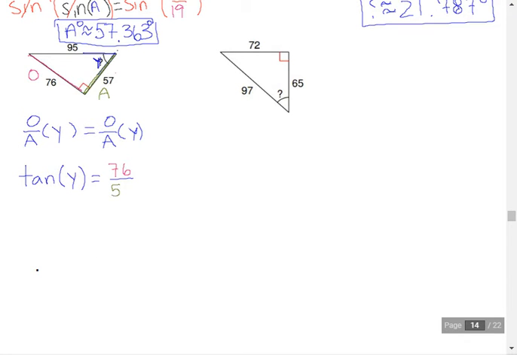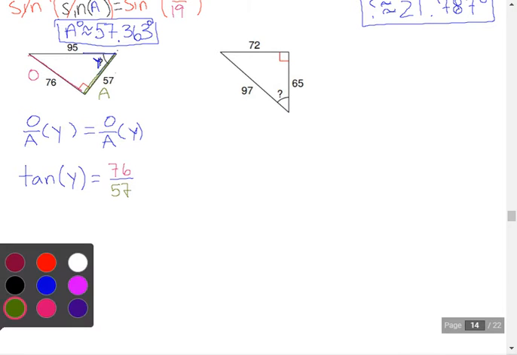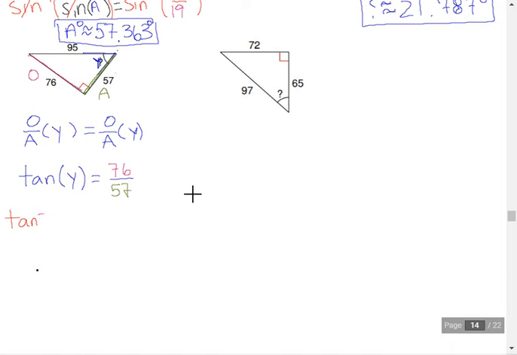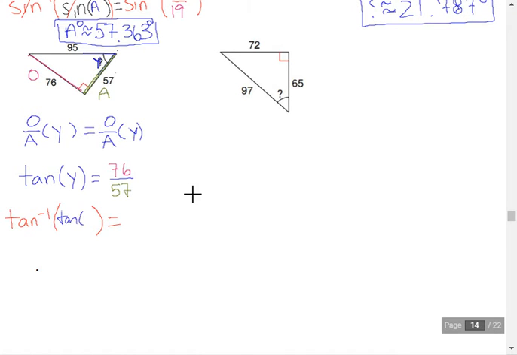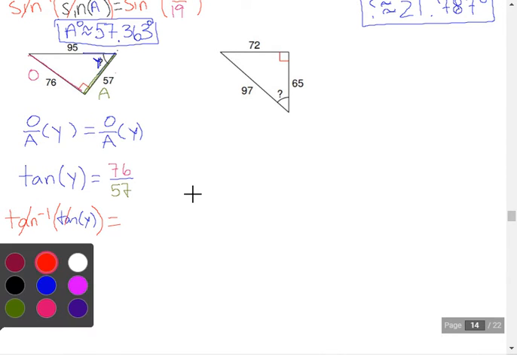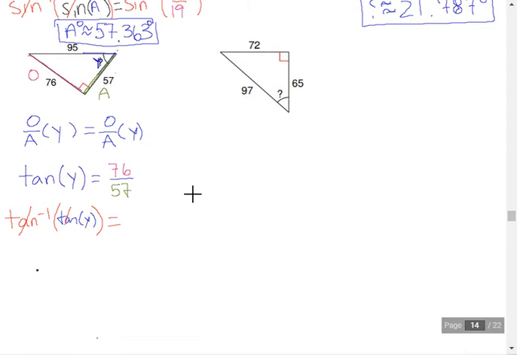Okay, so now we have to get rid of the tangent as a function, and so we'll apply the inverse tangent. Okay, and that's going to be of tangent of y. So by rule, the inverse tangent and the tangent will undo each other. They are inverse operations. That's what happens. Okay, but if I apply it to one side, I have to apply it to the other. So I have to take the inverse tangent of 76 over 57.